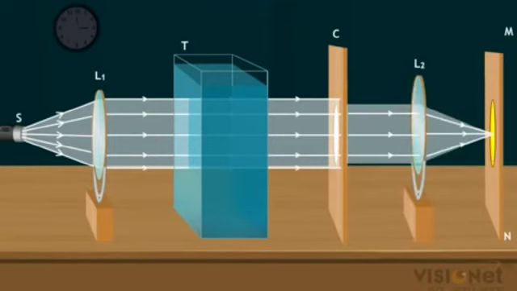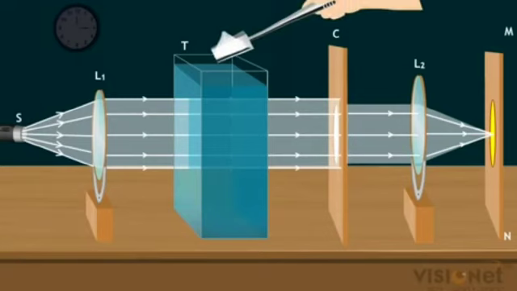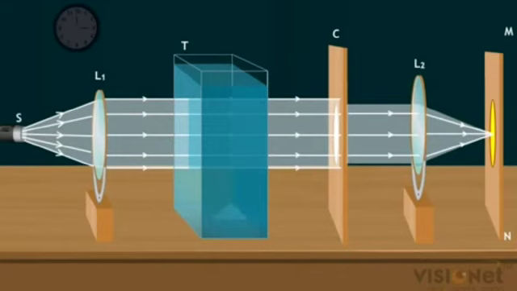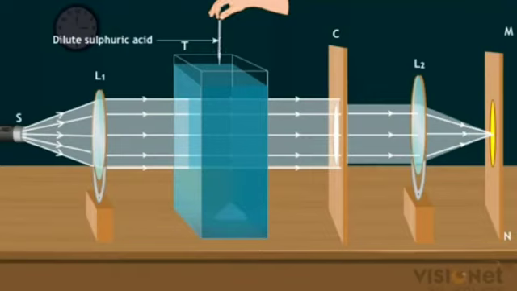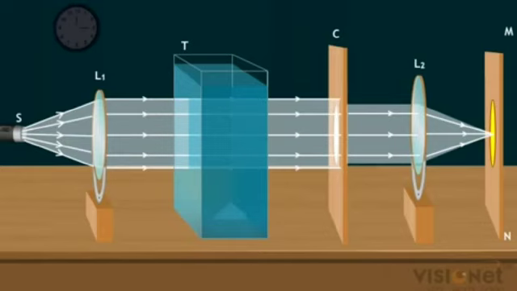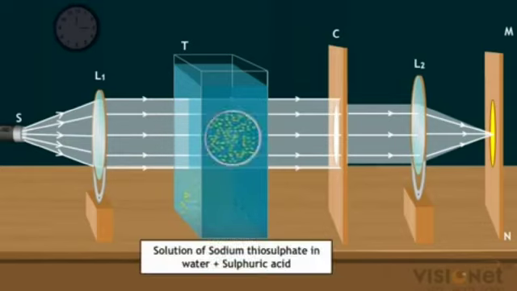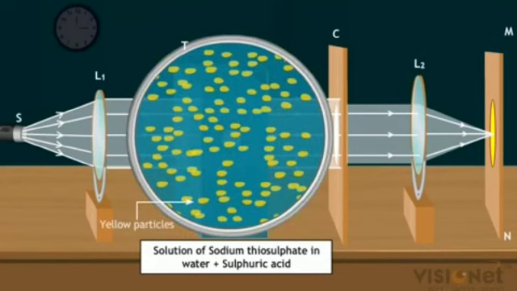as shown here. Now you have to dissolve 200 grams of sodium thiosulfate or hypo in 2 liters of water taken in the tank. Add about 2 ml of concentrated sulfuric acid to the water. What can you observe? We can observe that fine microscopic sulfur particles precipitate in about 2 to 3 minutes.